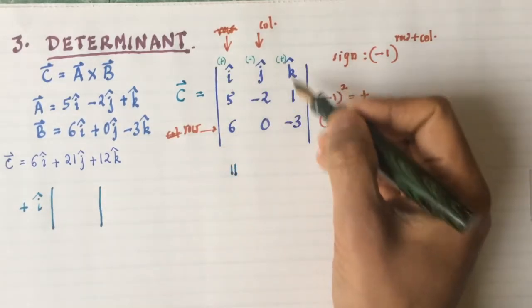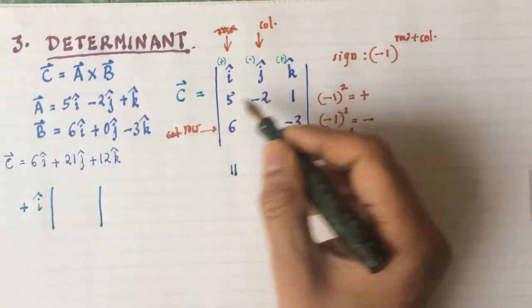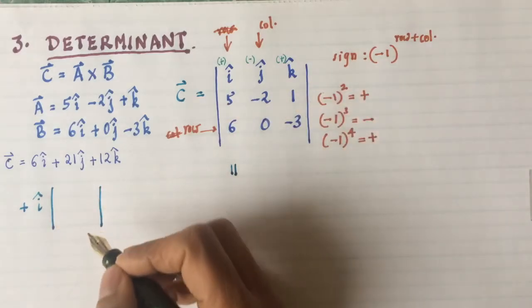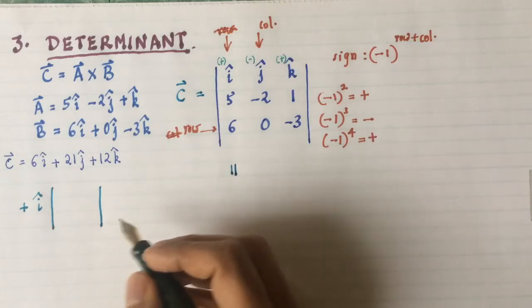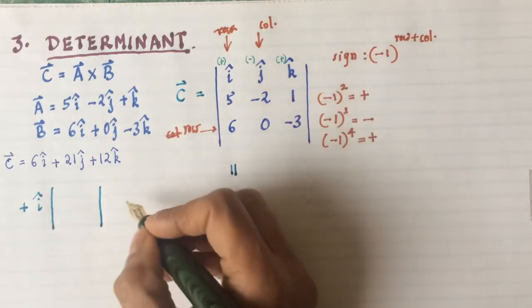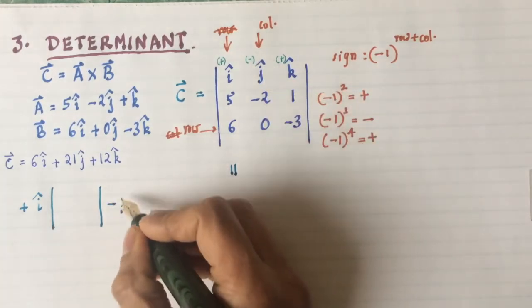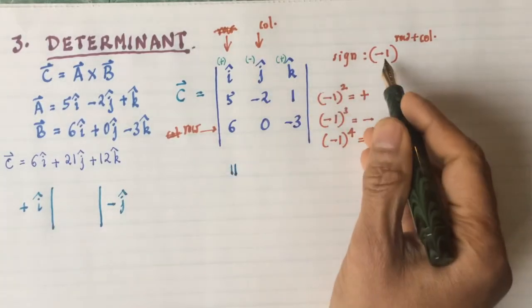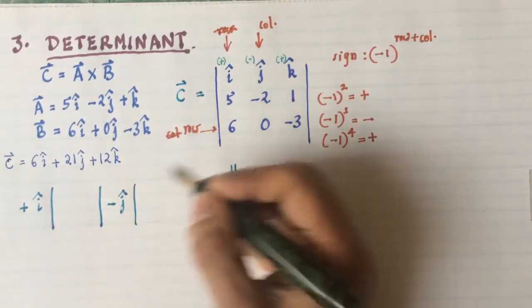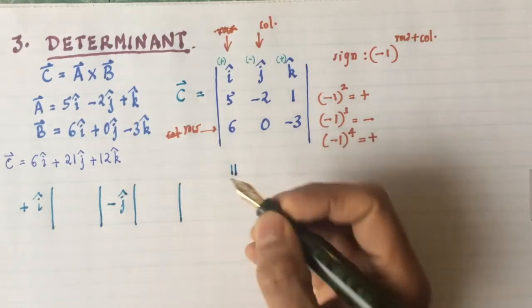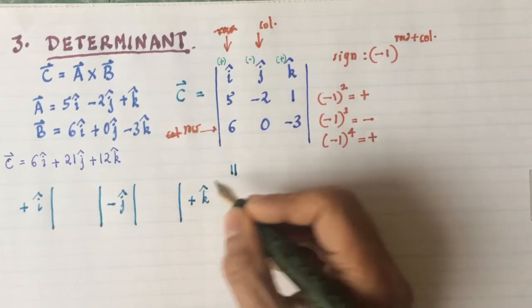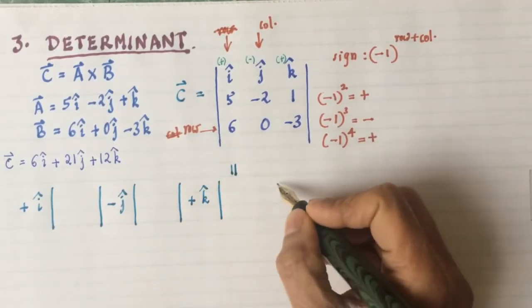That's a 3 by 3 determinant, meaning it has three rows and 3 columns. Now this is going to be a 2 by 2 determinant. I'll tell you in a moment how to do that, but let me first write down everything else. Minus j hat, because of the minus sign in front due to this convention, times another 2 by 2 determinant, and the last one is plus k hat times another 2 by 2 determinant.